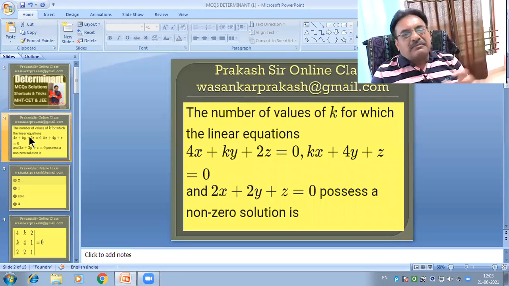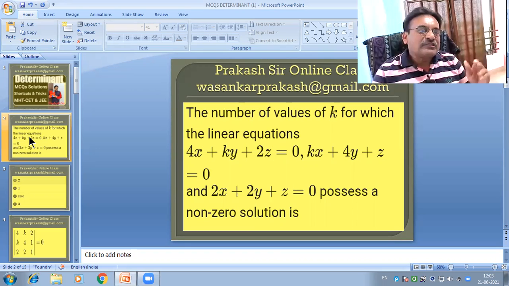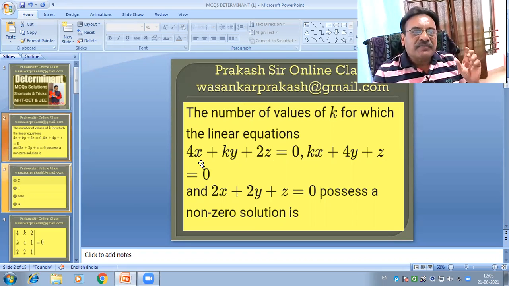So in this multiple choice question, three linear equations are given. We know the definition of a linear equation: an equation in which the degree of x and y is 1 is called a linear equation. Or an equation in which the degree of x, y, z, the three variables, is 1 is also called a linear equation. So here three linear equations are given.